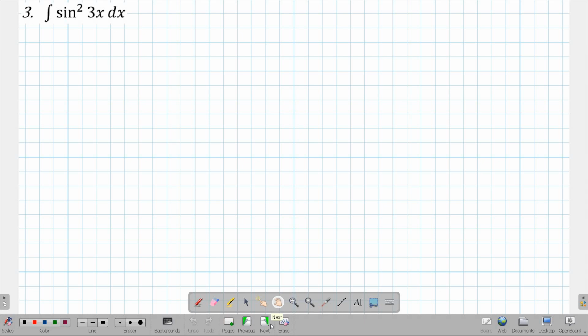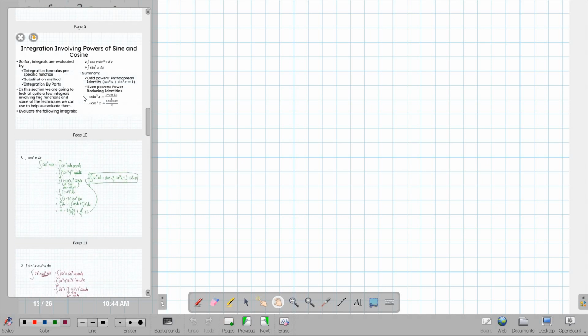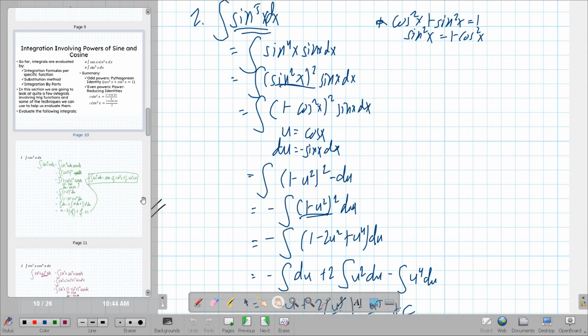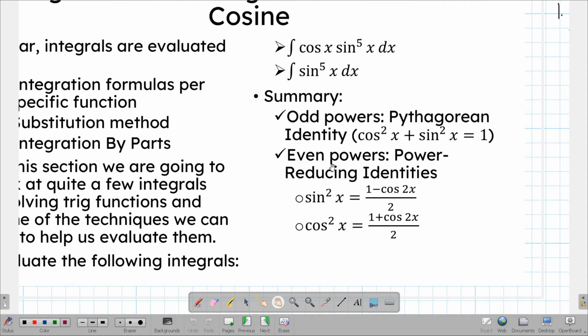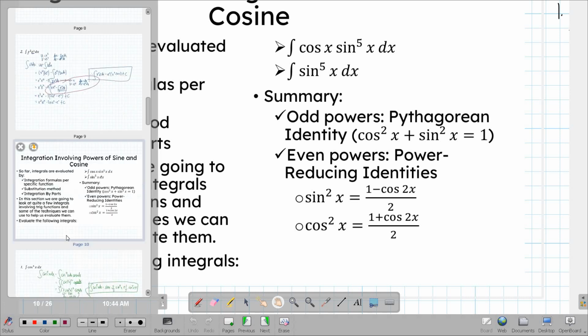What if now we have an even power? So if we're going to go back for an even power here, we are told that we use power reducing identities. This one here. So for sine squared, we have 1 minus cosine 2x over 2. So let's bring that to that slide.